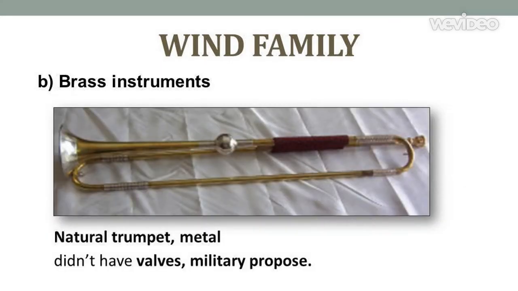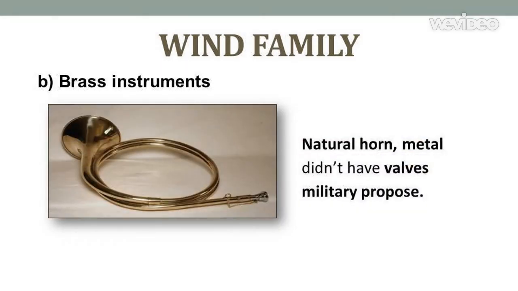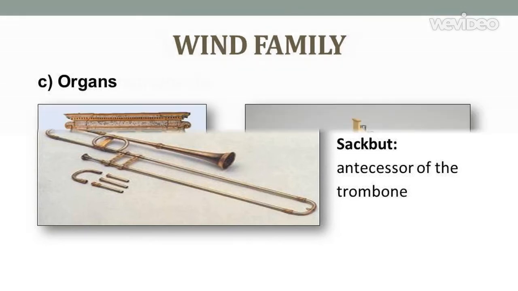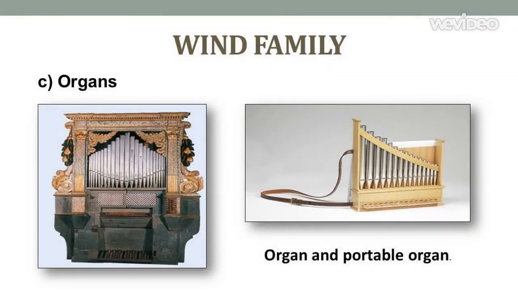Natural trumpet and natural horn were made of metal, but they didn't have valves. They were used for military purposes. The sackbut was the predecessor of the trombone. C. Organs. In the Renaissance there were organs and portable organs.